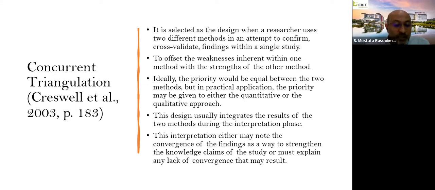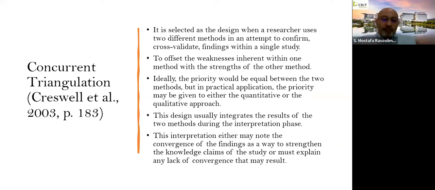Concurrent triangulation. So we have two types of concurrent. Concurrent triangulation is for a design that we consider equivalent weightage for both qualitative and quantitative. And most of the time, concurrent triangulation is for corroboration or confirmation purpose. So we collect both qualitative and quantitative to confirm the result.